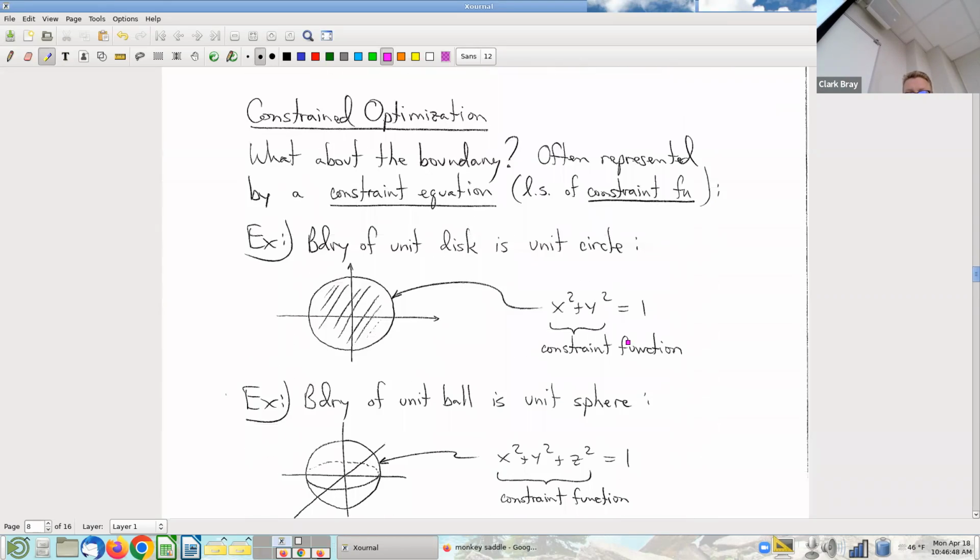Okay, so now the more interesting part of what we're going to do today. This gets into section 4.3, constrained optimization. It gets back to this business about the boundary. You may recall we started off that optimization saying, well, we've got interiors and we've got boundaries, such as, for example, maybe I'm looking at the unit disk.